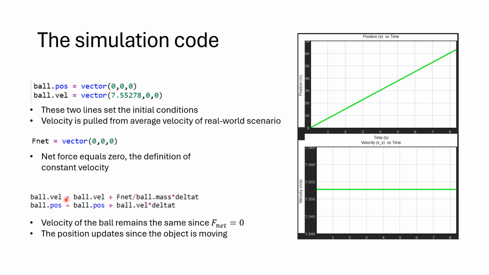For the update formulas, the velocity remains the same since this term will be 0 because F net equals 0, so the ball mass and the delta t don't really matter all too much. The ball's position will be updated due to it having a velocity, which we multiply by our small time step delta t in order to get the new position at each time step.